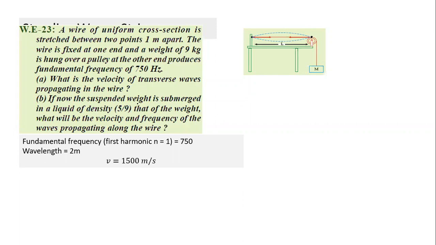Now, what is given here? What if the suspended weight is submerged in a liquid of density 5 by 9? So what happens? We bring a kind of water container, filled with some liquid, and the whole weight is submerged in the liquid. The moment it is submerged in the liquid, what changes will take place?